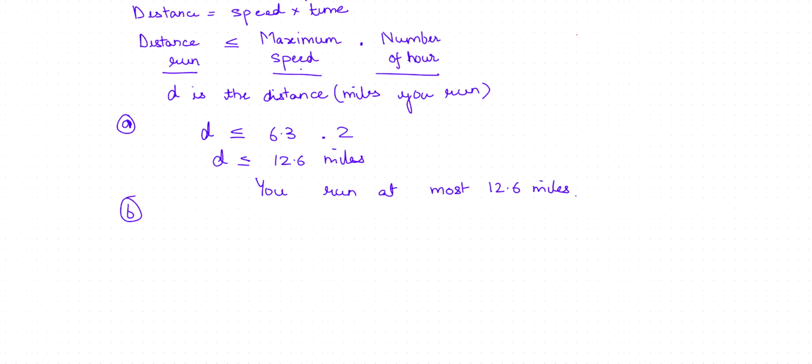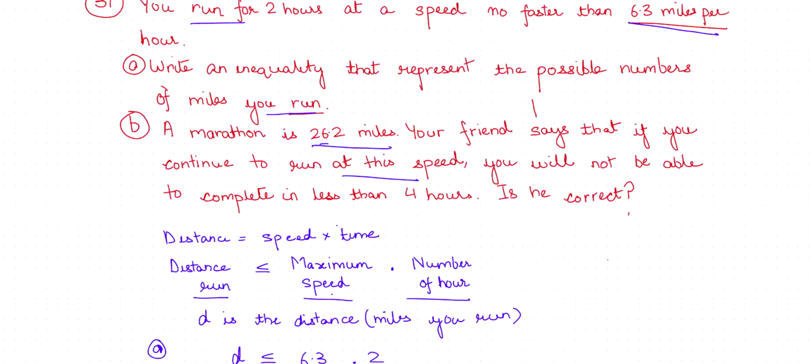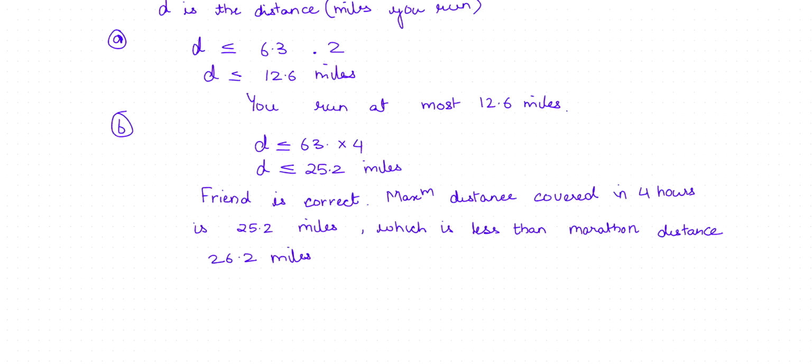So let's see if we multiply the speed, which is 6.3 times 4, and if it comes to 26.2 or greater than that, whether he would be able to complete the marathon. So we see that 6.3 times 4 is 25.2, and the distance for the marathon is 26.2. So friend is correct. Maximum distance covered in 4 hours at the speed of 6.3 is less than 26.2. So you'll not be able to cover the marathon at the speed of 6.3 in 4 hours.